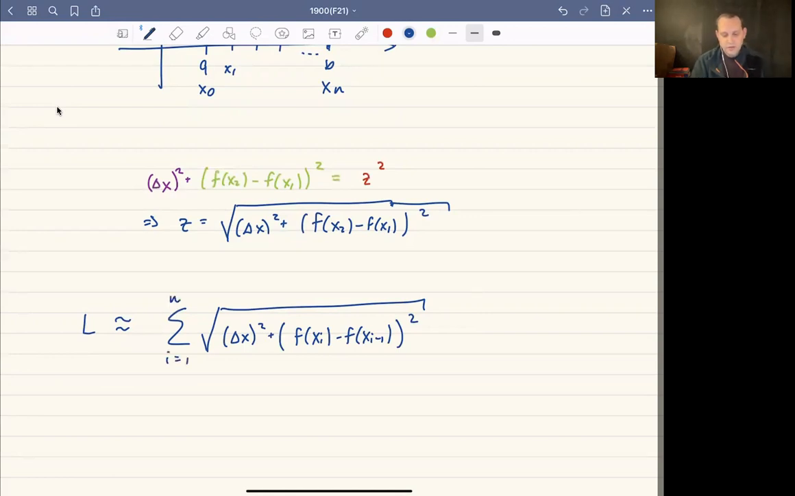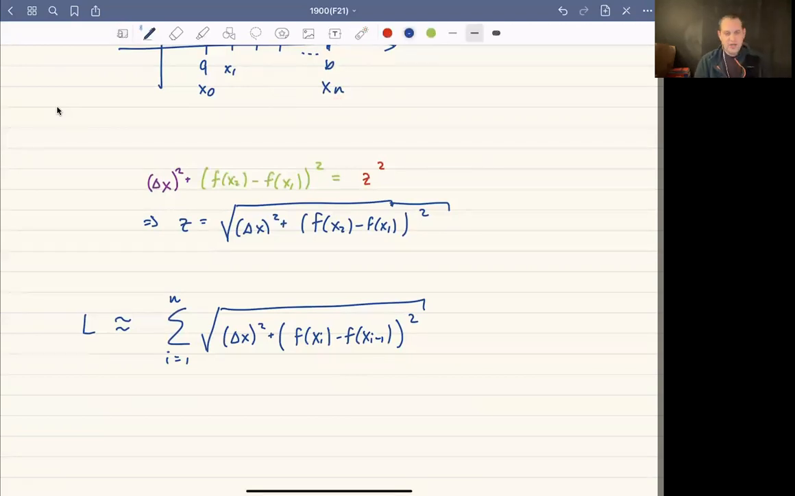Okay, and just to point out what I was thinking about with the indices here, when i is equal to 1, we get f1 minus f0. So it's perfect. When i is equal to n, we get f of xn minus f of xn minus 1. Okay, so everything is fine.